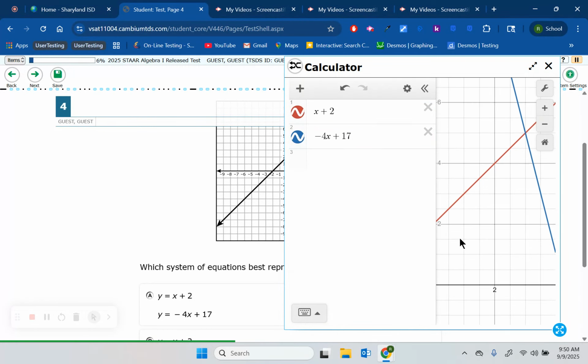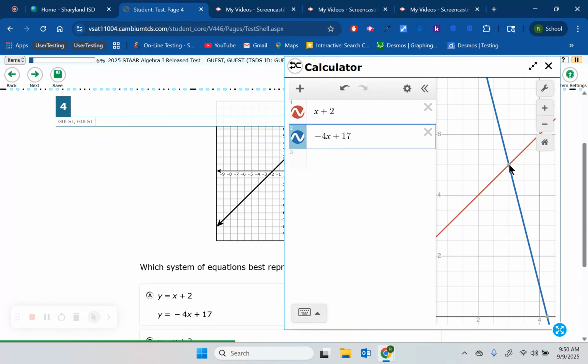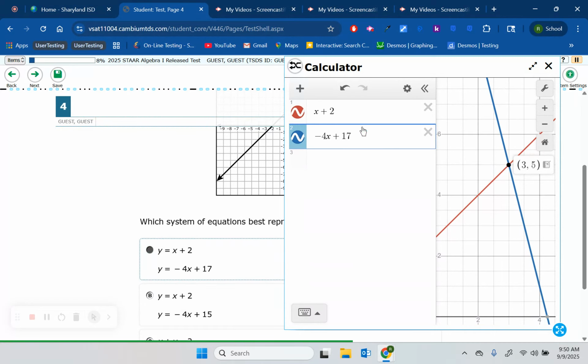So do these cross at 3, 5? They do. That's my answer. I don't have to do any more of these problems. I'm finished. So I know the answer is A. Thank you, TAA, for making that one the answer.